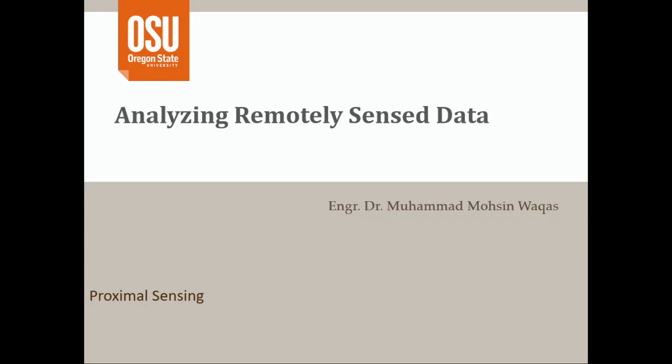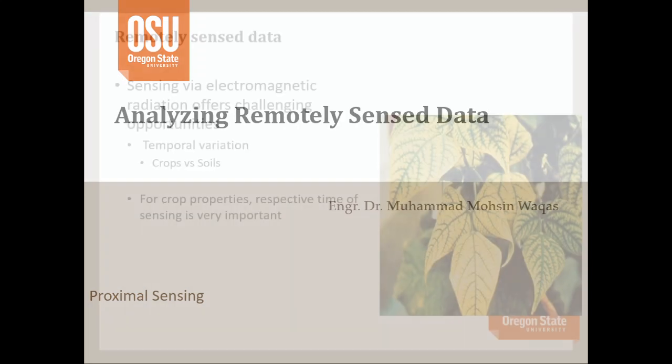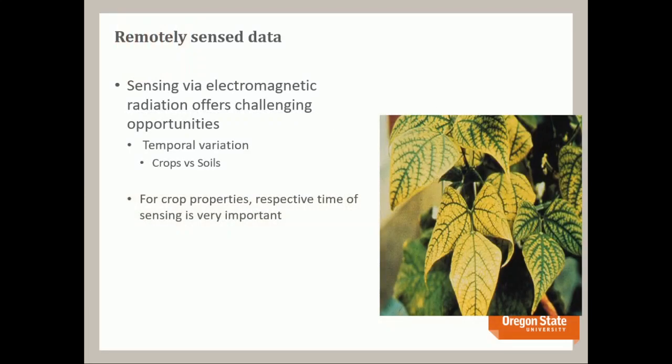Today we are going to discuss analyzing remotely sensed data as a proximal sensing. Remotely sensed data: sensing via electromagnetic radiation offers challenging opportunities. Temporal variation, crop versus soil. For crop properties, the respective time of sensing is very important.